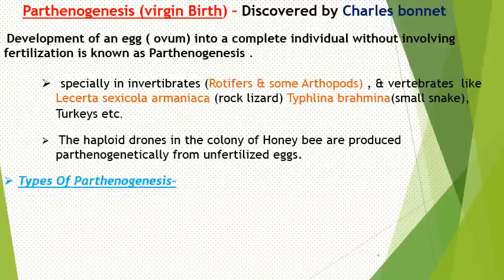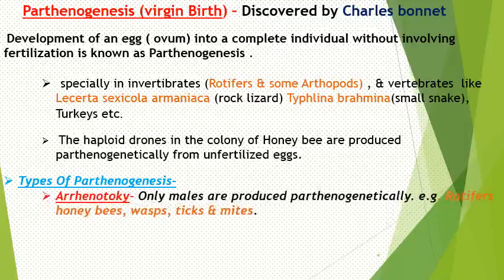This parthenogenesis will further be classified under three categories, in which we will just discuss about the organism with a specific sex, and the first one is called as the arrhenotoky. Only males are produced parthenogenetically. Example: rotifers, honeybees, wasps, ticks, and the mites.